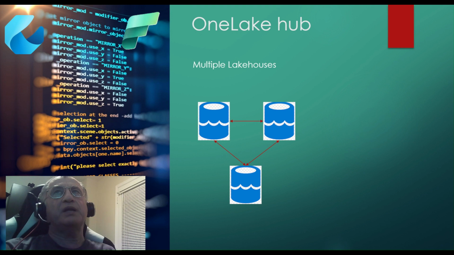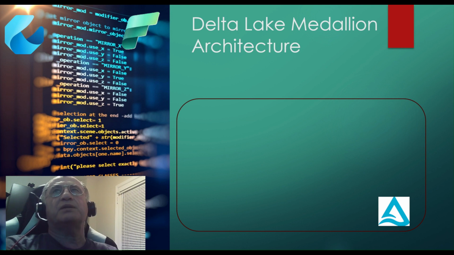So the OneLake hub is a kind of central place in Fabric where you could create many different lakehouses and link them using so-called shortcuts. That allows you to refer from one database to another easily, without worrying about creating credentials or authorization.